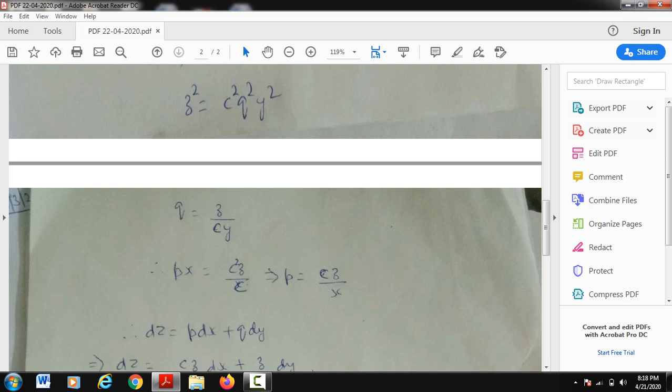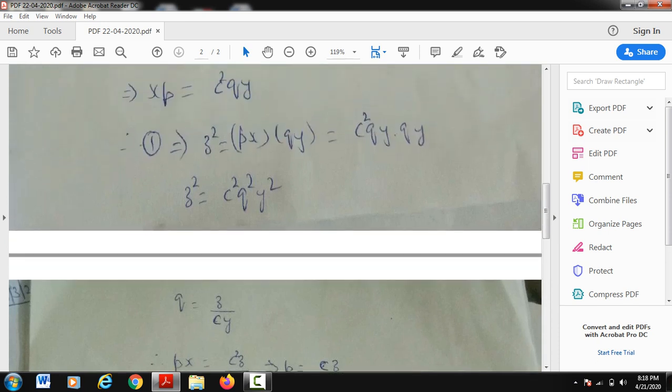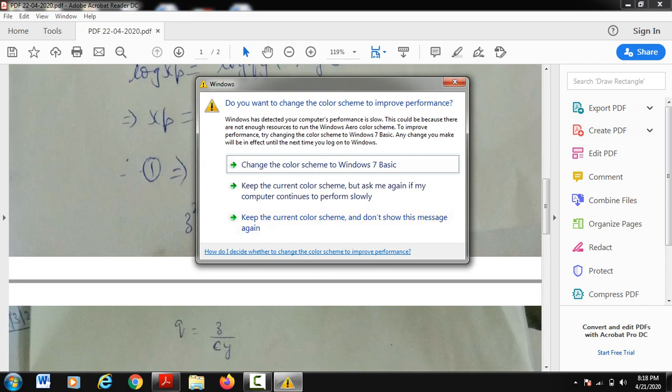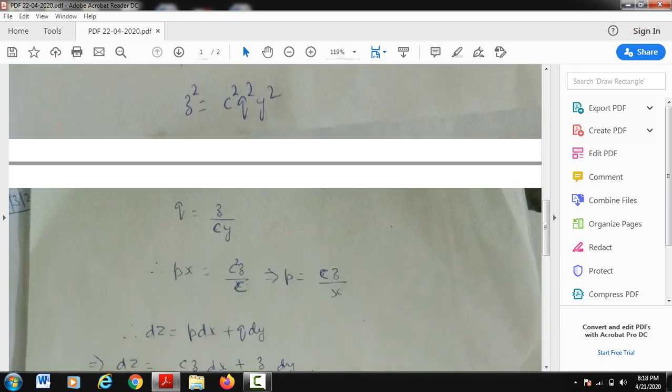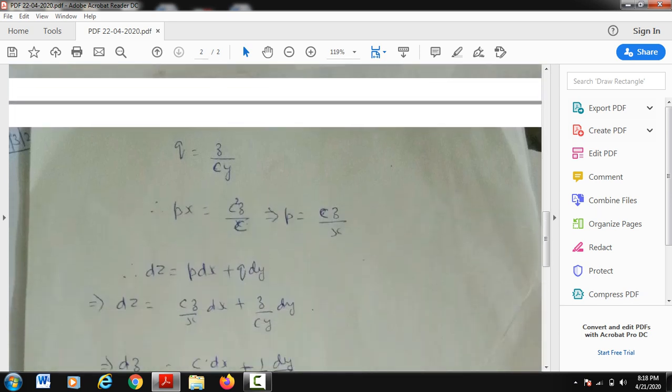Okay, so from here I am getting the value of q as z over cy. So what is px? As I have written above, px is equal to c square qy. So writing the value of q as z over cy, on simplifying I am getting p is equal to cz over x.